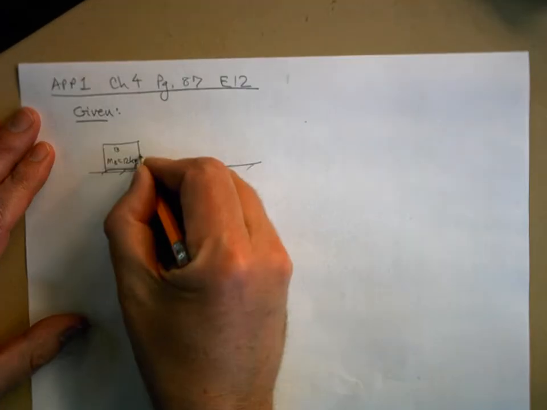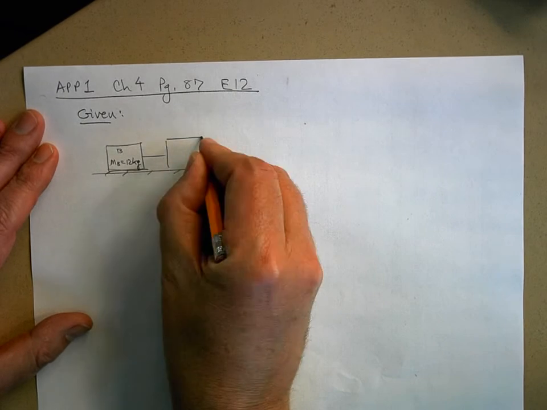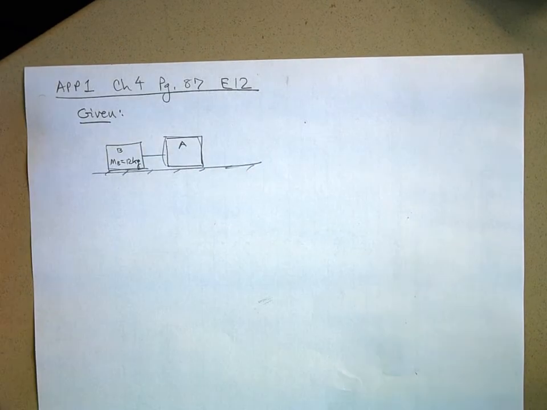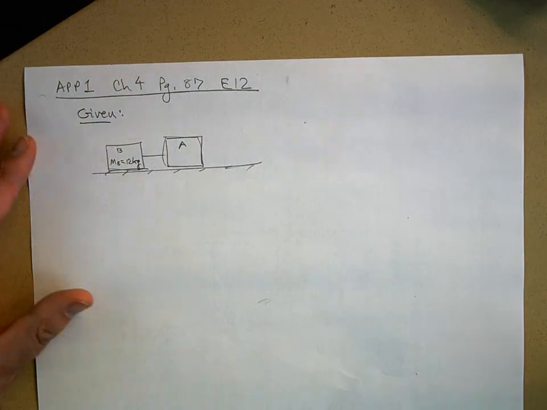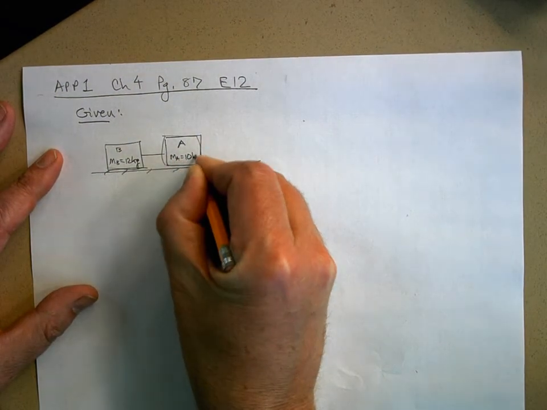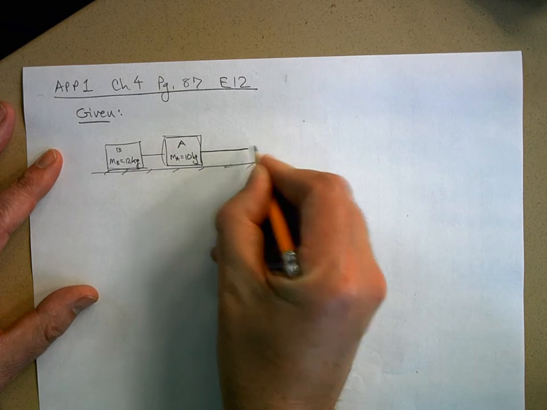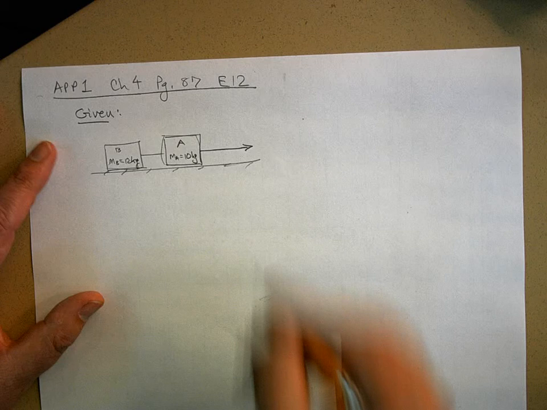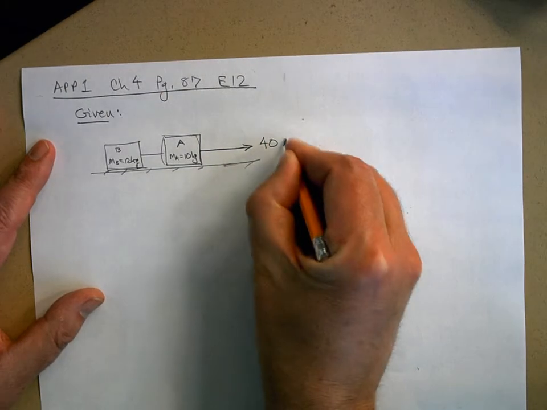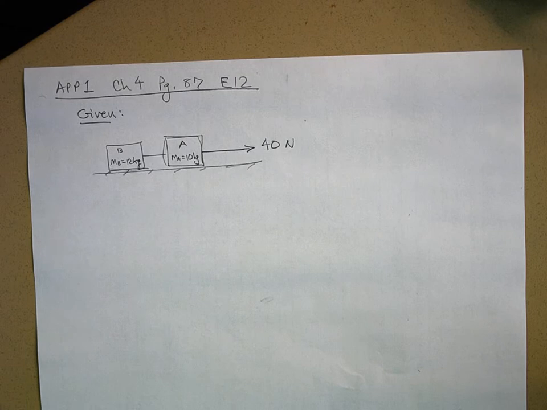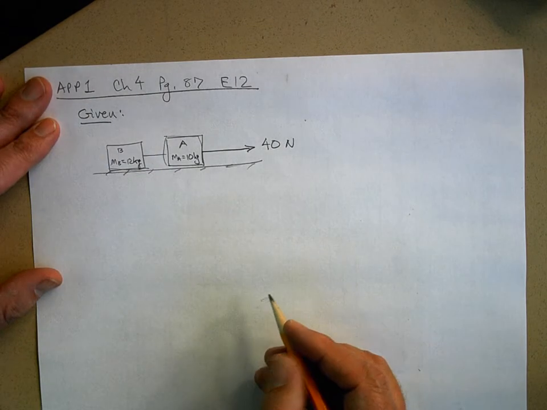And then connected to it is box A. Oh, I drew it bigger, but it's actually a smaller box, or less massive box, 10 kilograms. And someone's pulling on it with an applied force here, or pulling force they call it, of 40 newtons. And so that's all we know.